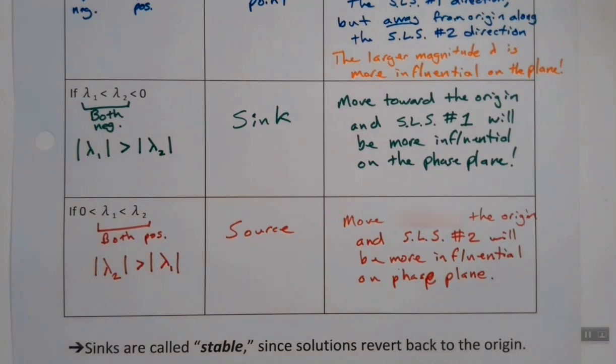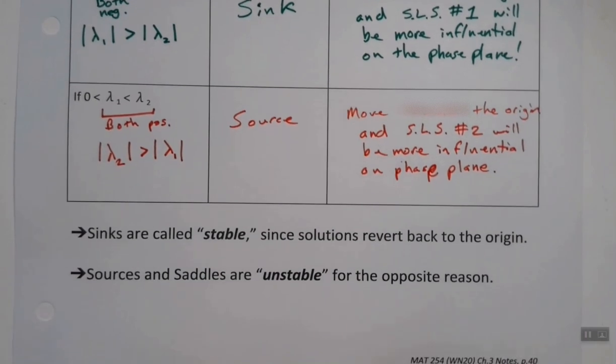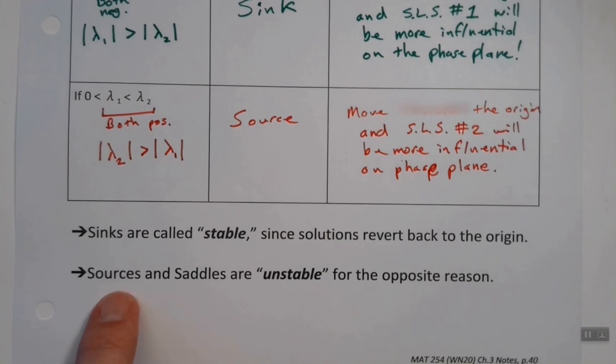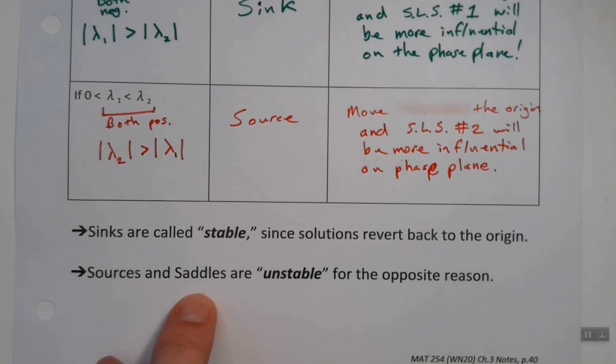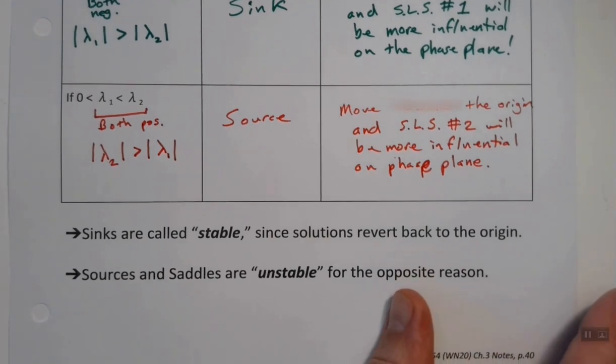And so down at the bottom, there's a definite classification. Sinks are called stable since solutions revert back to the origin, and sources and saddles are technically unstable for the opposite reason. So when somebody talks about a stable equilibrium point, they're really talking about a sink. But if they're talking about something that's unstable, they could be talking about a situation that's just a pure source, or maybe it's a saddle. And so that's it for this video. In the next video, we'll finish up the last example for 3.3.